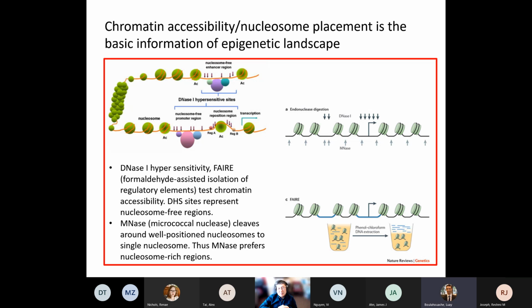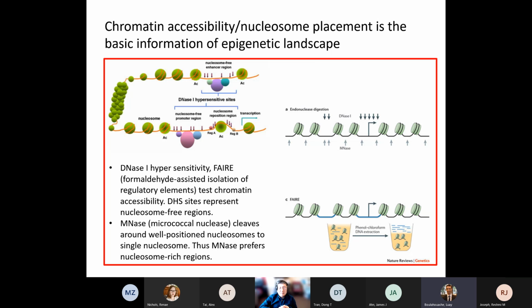So I was trying to understand basically FAIRE. What I understand is that it basically cuts off the DNA between nucleosomes, and in the picture you see there are two cups. One cup has the nucleosomes and the DNA, and then the chloroform separates the DNA from the nucleosomes.